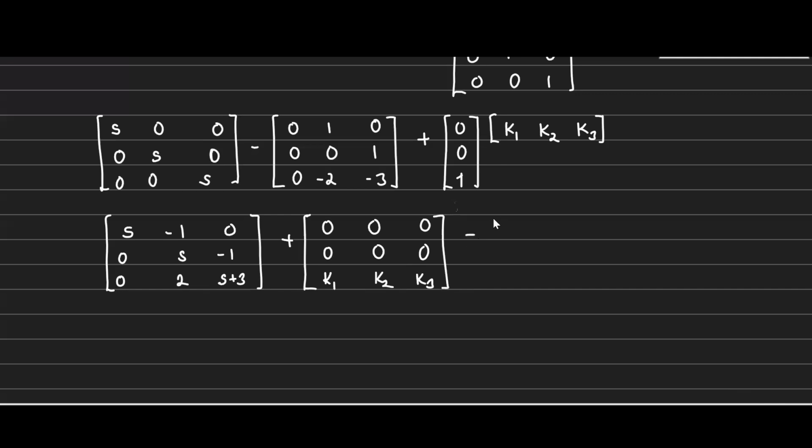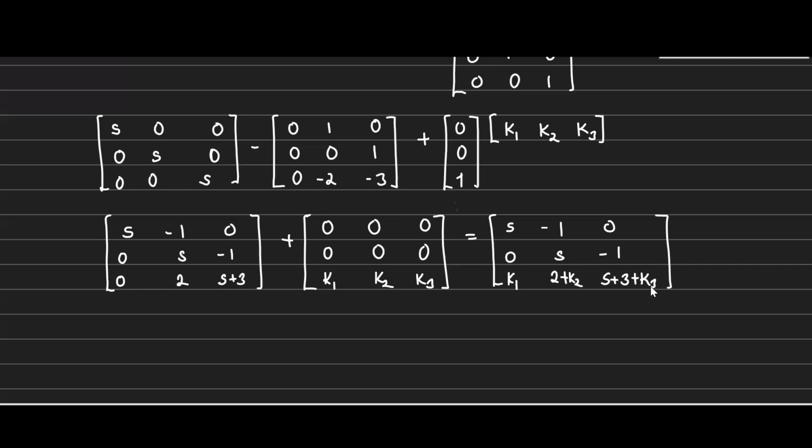Okay, now let us add those matrices. So we have S, negative 1, and 0. Then you have 0, S, negative 1. And then 0, 2 plus... sorry, this is K1. This is K1, 2 plus K2, right? And this will be S plus 3 plus K3.